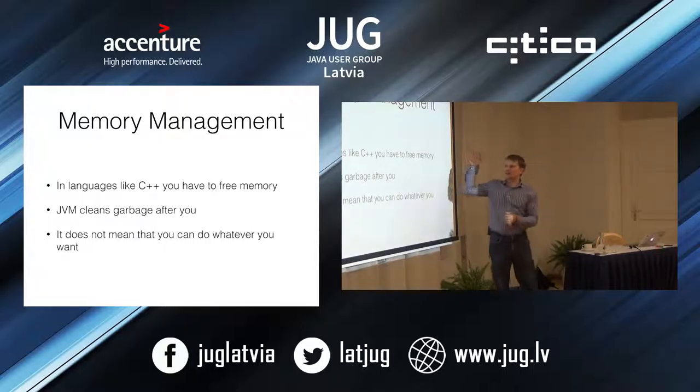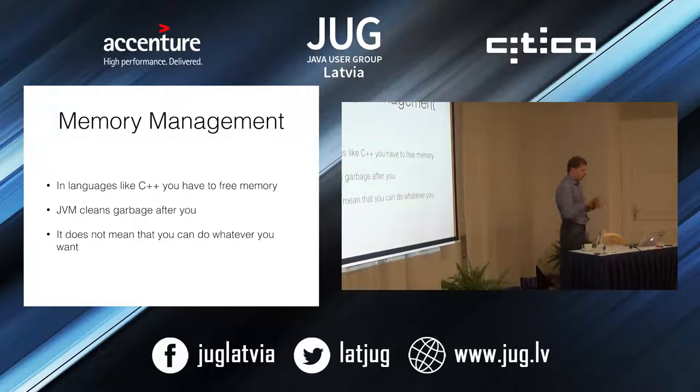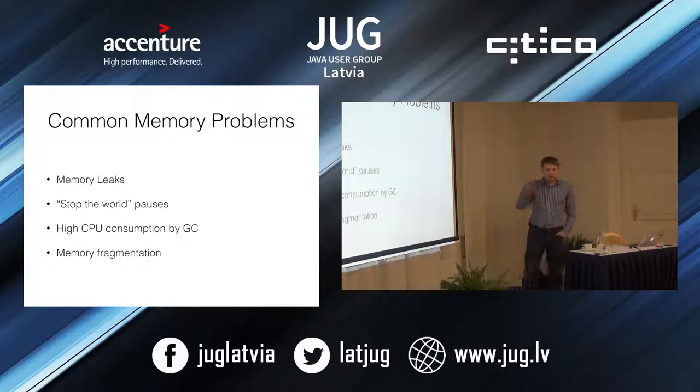So, memory management. That's quite simple. You remember good old C++ times? I don't remember, I didn't have them. Whenever you are allocating memory for something, you have to not forget to deallocate. And sometimes you forget, not because you're lazy, but because code might be a little bit tricky: some exceptions or whatever, cycles, loops, and so on. JVM is great, it cleans garbage after you, like some other languages, Python, Ruby, Go now. But it doesn't mean that you could do whatever you want. You could still run into some typical memory-related problems and issues.